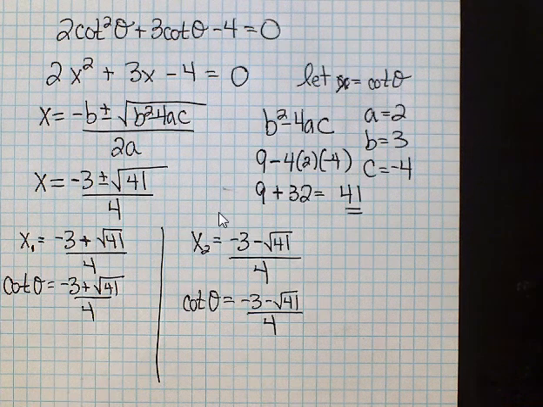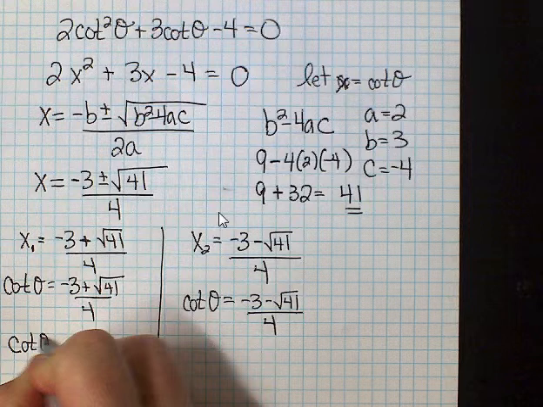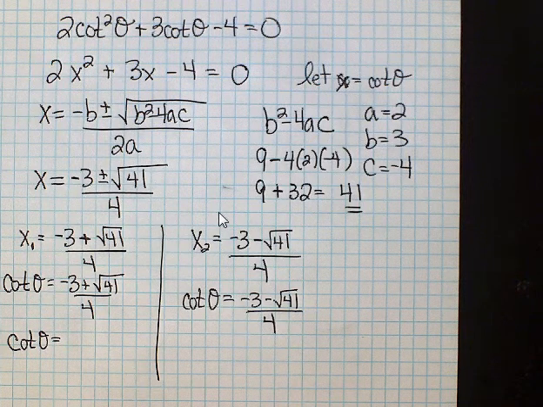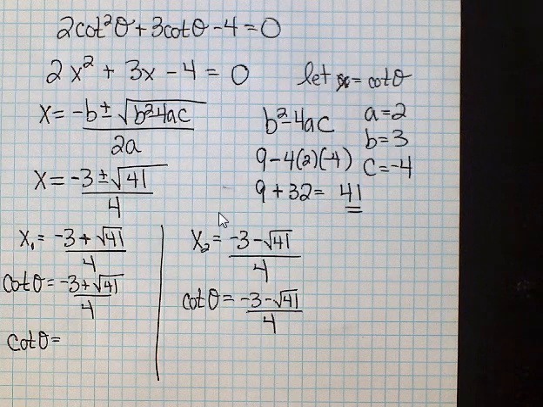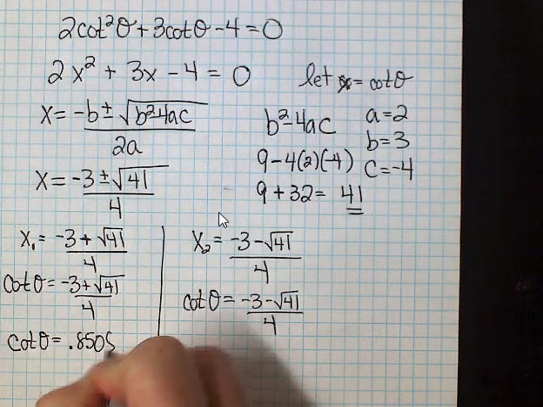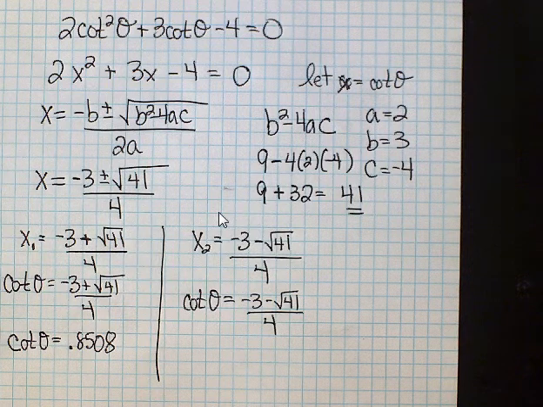All right, can anybody help me find the value for negative 3 plus the square root of 41 over 4? Catherine, can you work on that for me? Yeah, I would go negative 3 plus the square root of 41, and then just hit equals, and then divide that value by 4. Give me 4 decimal places. 0.8508. All right, so it's a positive value. It's 0.8508.